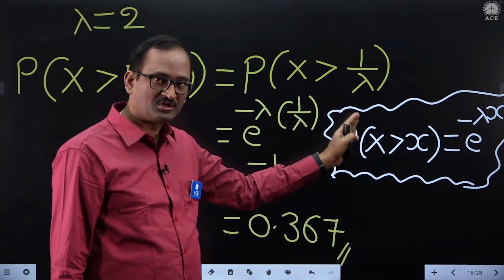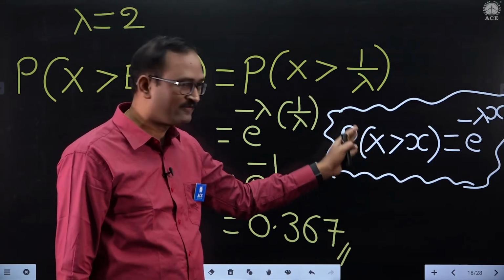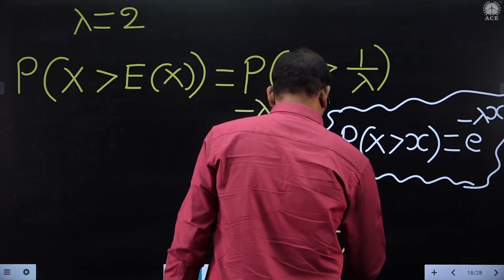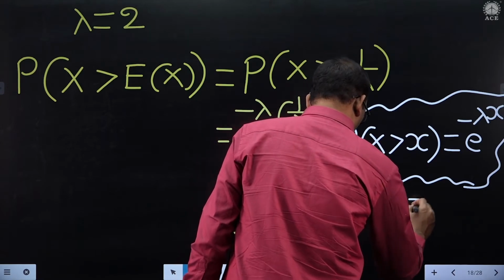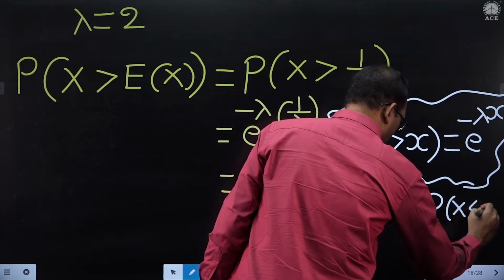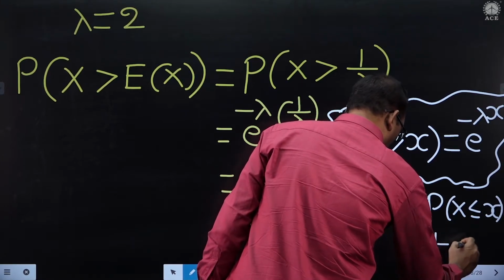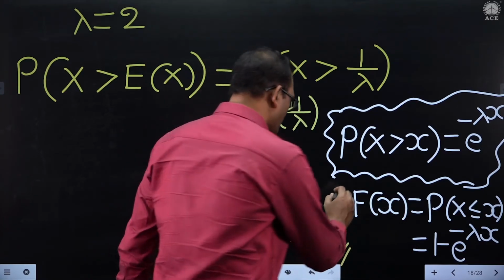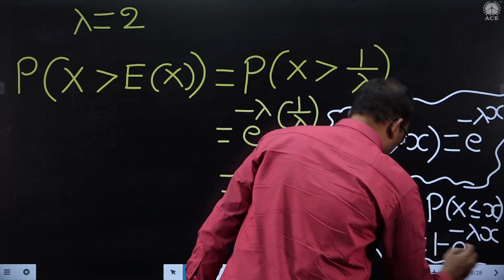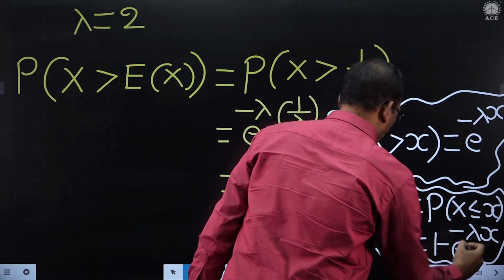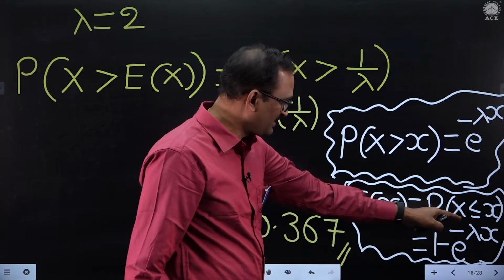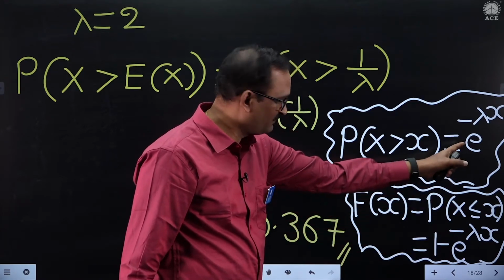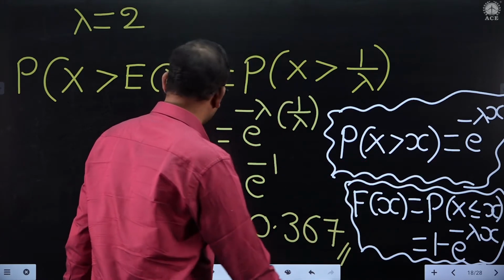Anyhow, the same problem should also be solved according to the procedure, because I have written this from the cumulative distribution function. The CDF of exponential distribution is F of x equal to P of X less than or equal to x, which is 1 minus e to the power of minus lambda x. This is the cumulative distribution function of exponential distribution. From this, P of X greater than x means 1 minus P of X less than or equal to x, that is 1 minus this. Then we will get this. We'll solve according to the procedure.